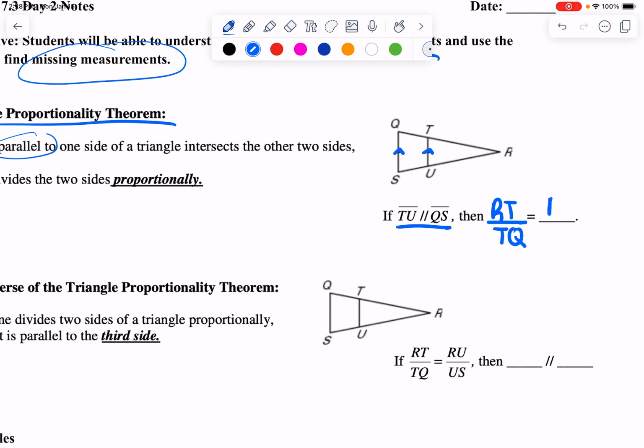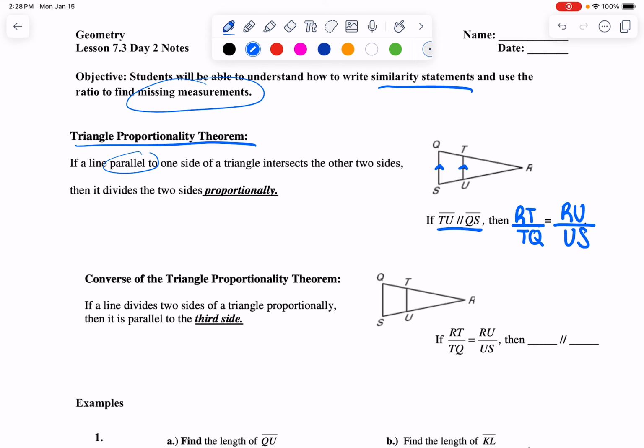So I'm going to start with RU over the line extended, US. We set those two parts equal to each other because they're moving at the same rate. And that's basically what the triangle proportionality theorem is stating.